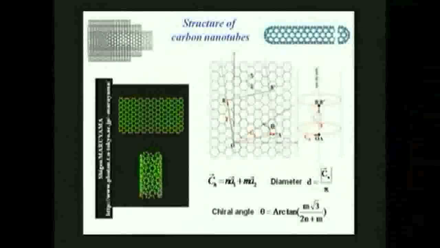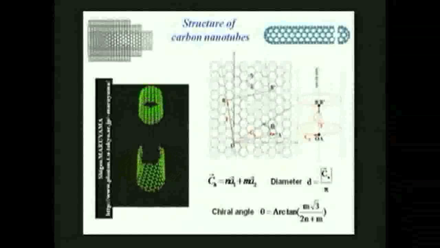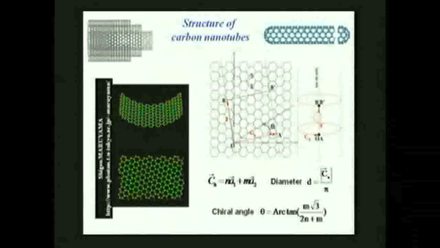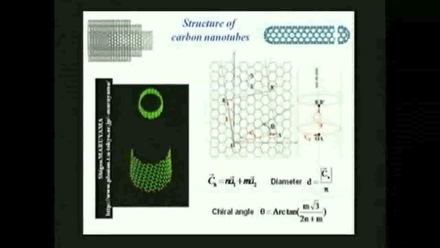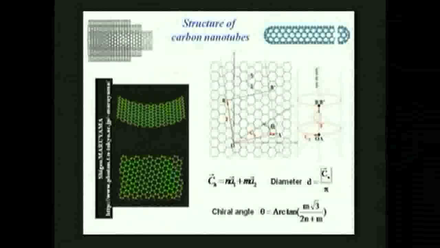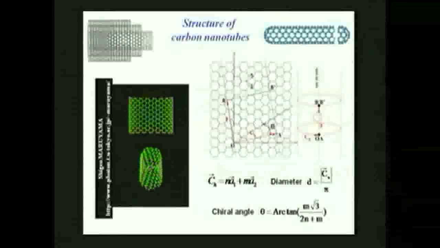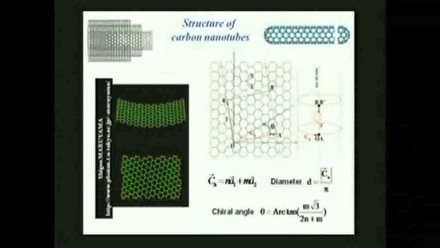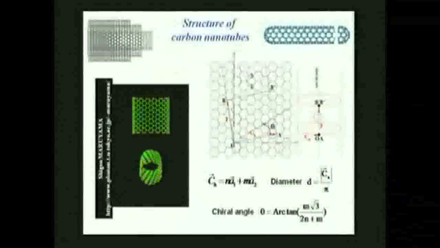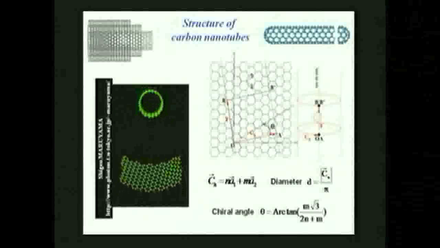and the angle between the two vectors is 60 degrees. So any vector in the graphene sheet can be defined as a linear combination of these two lattice vectors. So the chiral vector can be expressed as n a1 plus m a2, where n and m are two integers. And because all the properties of the nanotubes are defined by this chiral vector, usually you will refer to nanotubes using this (n, m) integer parameter.